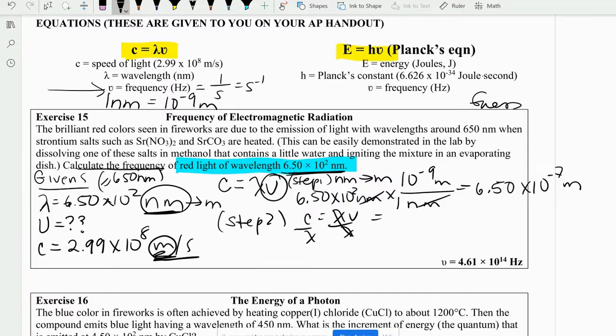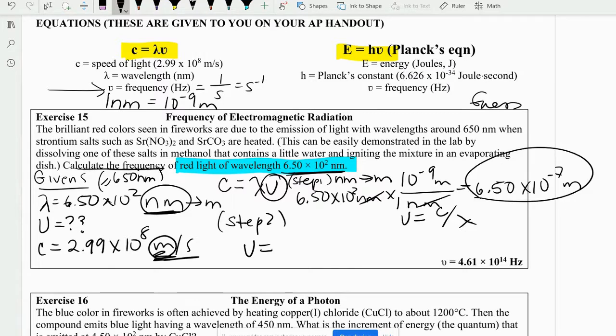These cancel out. So rewriting the equation, you would get frequency equals the speed of light divided by lambda. So that is the equation you're going to use. And now basically what you're going to do is, I like to say, plug and chug. You're going to put the speed of light in the numerator. And remember, you know that it is 2.99 times 10 to the 8 meters per second. You're going to divide that by your wavelength, which we had to convert to meters. So make sure you use the one you just calculated from above, 6.5 times 10 to the minus 7 meters.